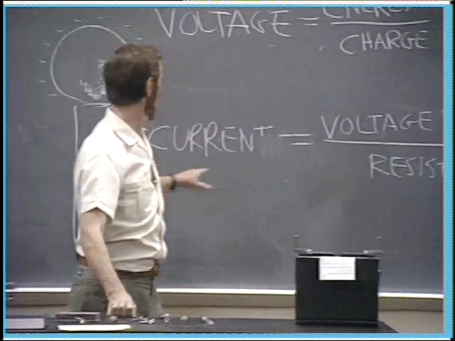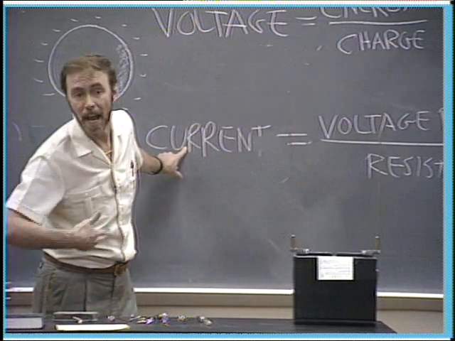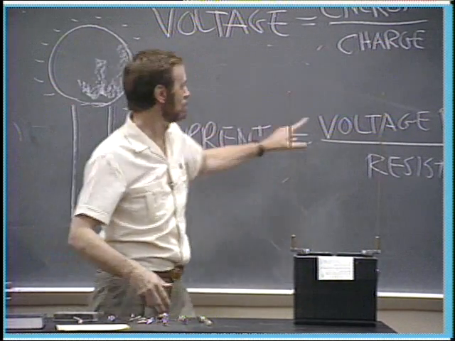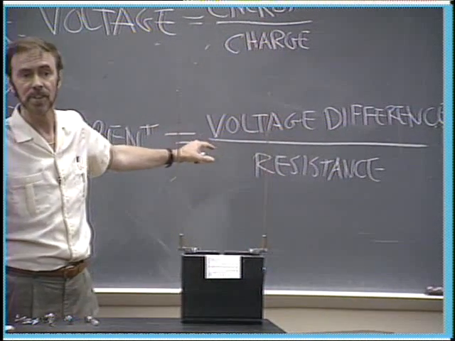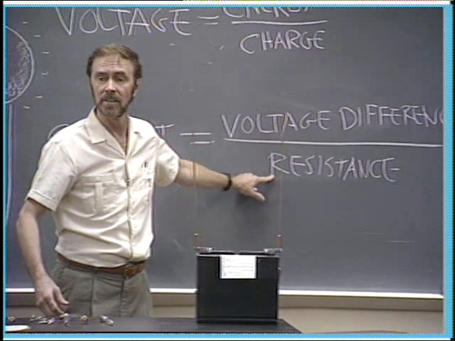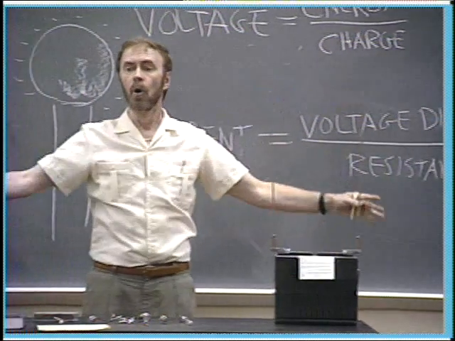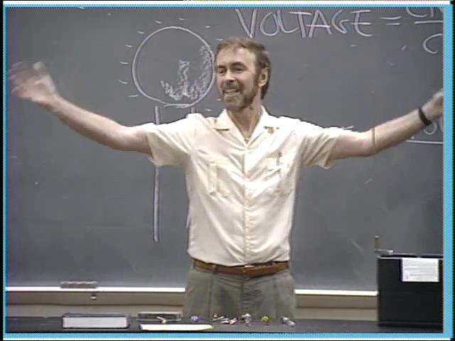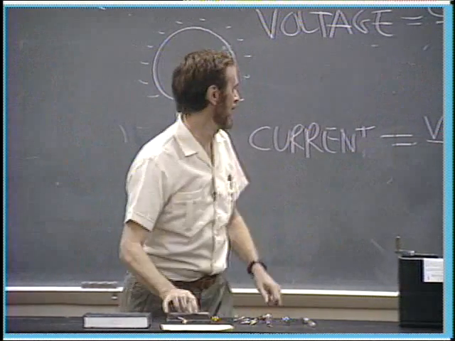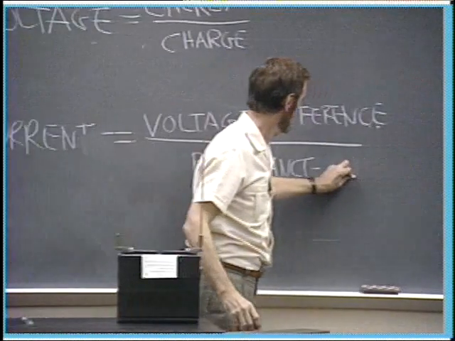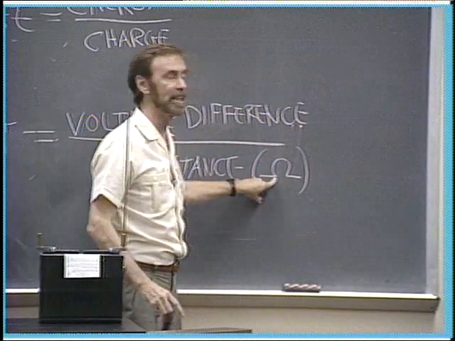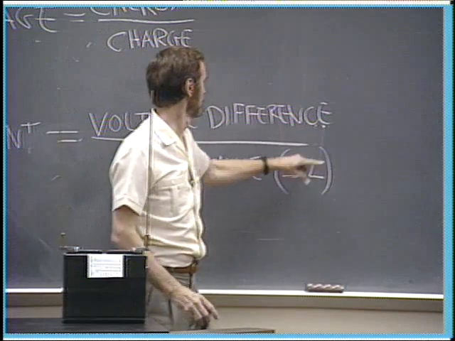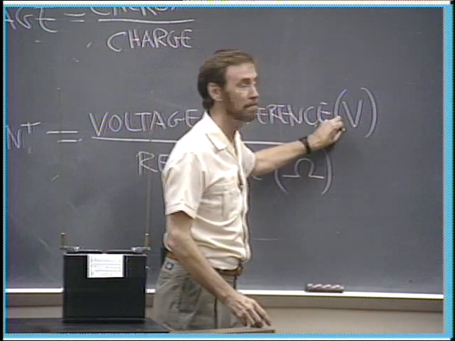So we measure current in amperes, amps, okay? And we measure voltage in volts. And we measure resistance in ohms. All together now. Ohm. Okay, there's an ohm, yeah. That's ohms. In fact, ohms are written like this. Greek letter omega, ohm. Voltage is written like this, V.